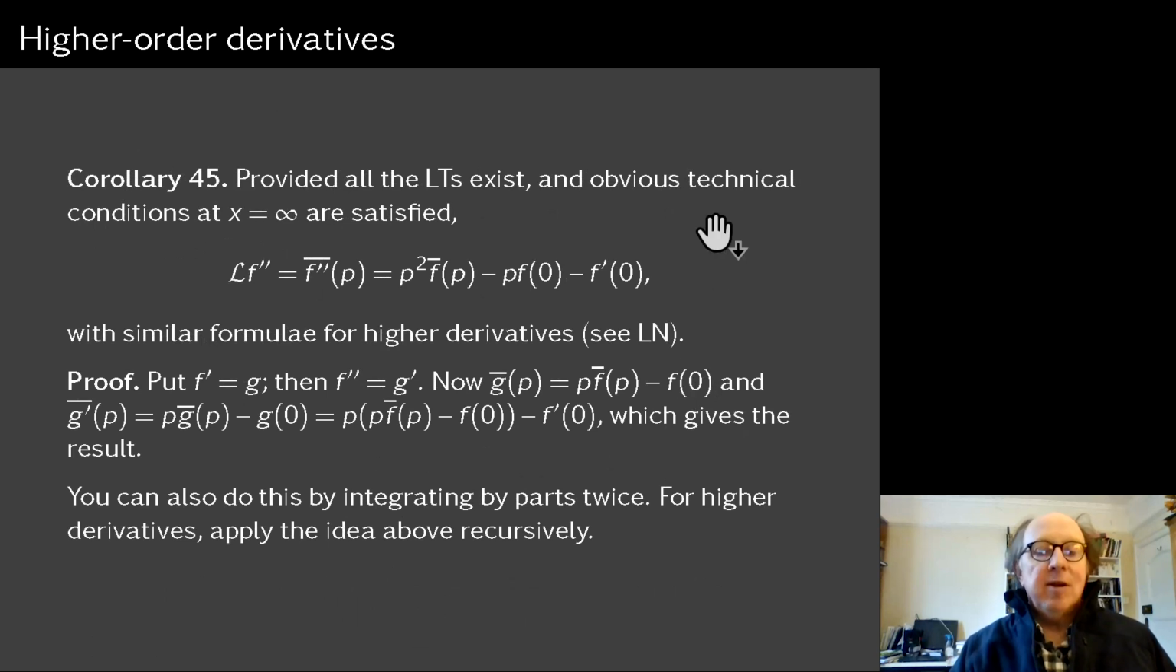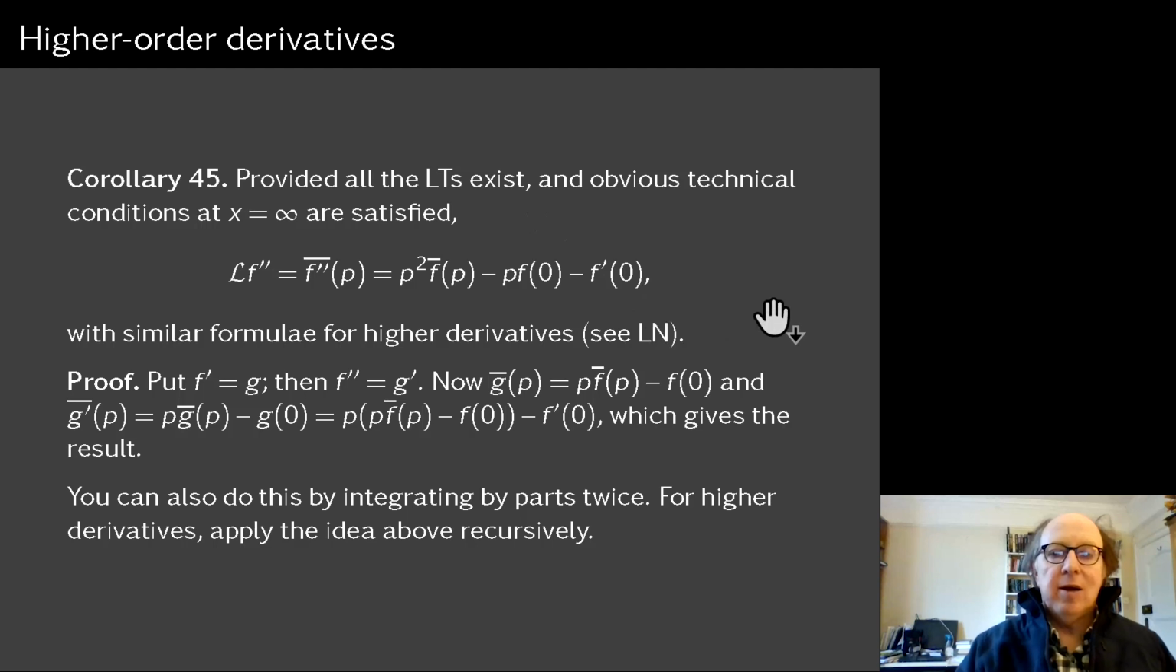Now, pretty clearly, we can iterate this to do transforms of higher derivatives, and you can do this by integrating by parts repeatedly, but there are other ways of doing it, and here's a simple way. Suppose we have the second derivative, f double prime. f double prime bar is p squared f bar minus p f of 0 minus f prime of 0. And the way we prove it here is we put f prime equal to g, which amounts to starting with the derivative below for which we know the answer, and in a recursive process you put f prime is g, so f double prime is g prime, of course.